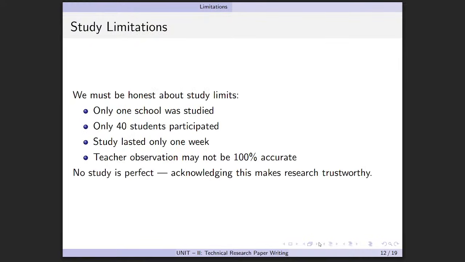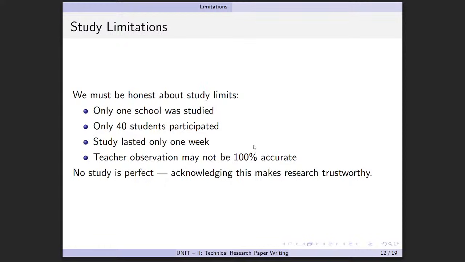So study limitations, if you look here, we must be honest about study limitations. Only one school was studied. Which means the paper that I took as the base paper studied only 40 students, which may not hold for 1,000 students. If the data set increases, the count may decrease or may increase also. But doing it with only 40 students may not give the perfect answer. This is the limitation of the existing study.